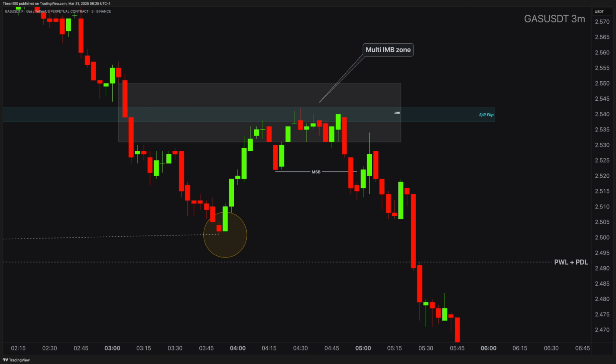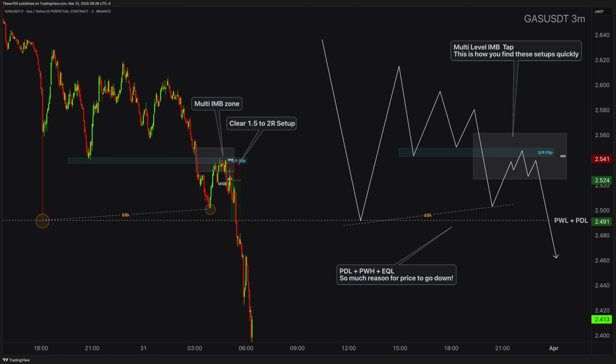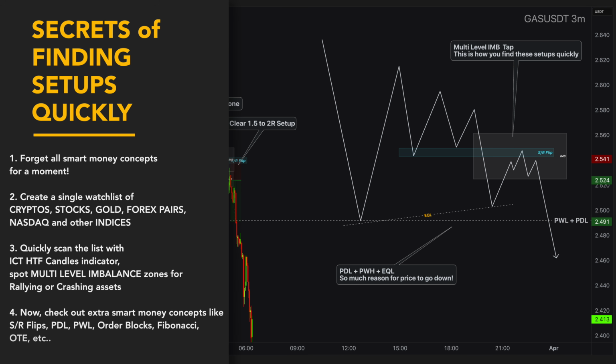What happens here? Market structure, the inner structure shifts, and a small inner pullback, and right after that the crash to hunt our main targets. As you can see, this is a solid and high quality setup here. How I teach things in the masterclass. Now let's talk about the secrets of finding these setups the fastest way.